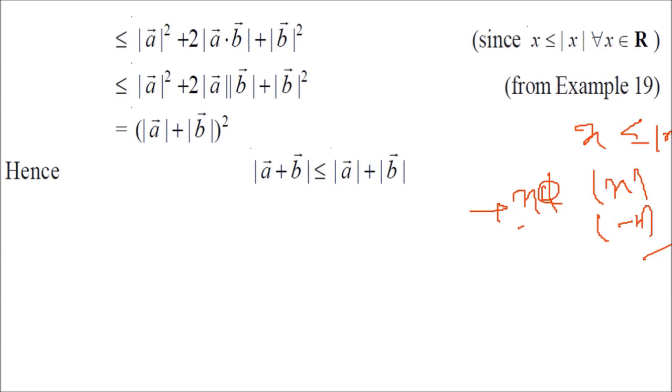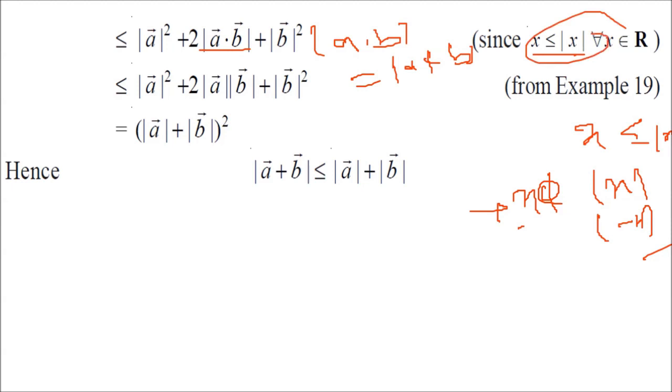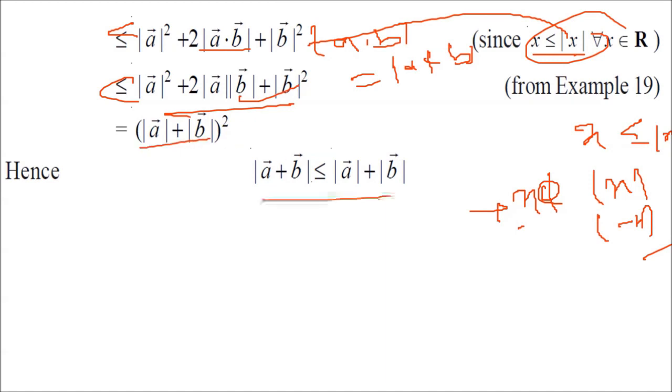So since x is always less than or equal to mod of x, if you change a dot b to |a||b|, you will use this inequality and can take it as less than or equal to this. And this is nothing but a plus b whole square in magnitudes, and you can remove the square. So |a plus b| will be less than or equal to mod a plus mod b.